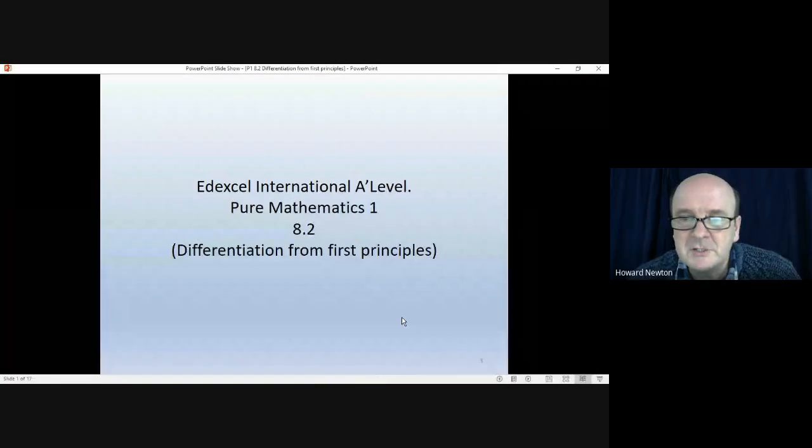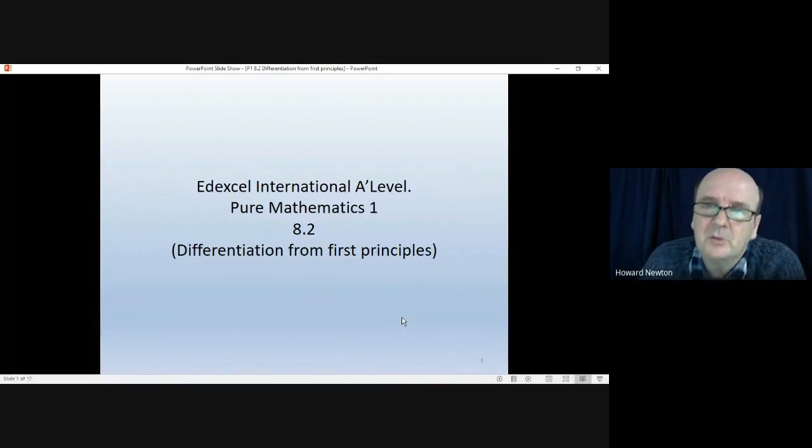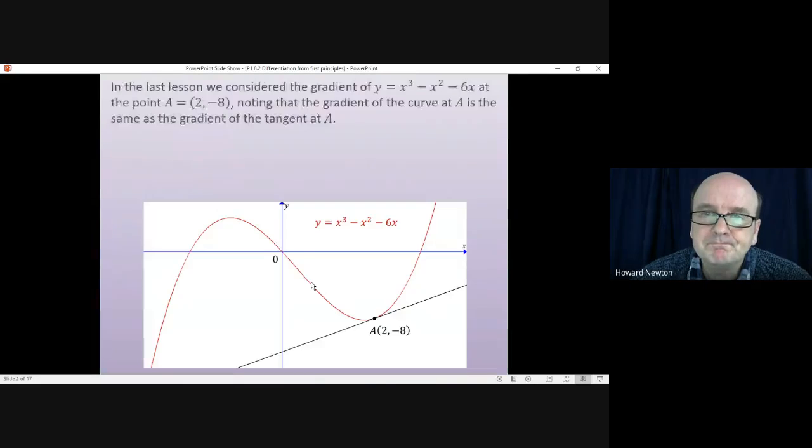Now, when you actually do differentiation in A-level or in any other course in mathematics, you don't have to do what we're doing in this lesson, but this lesson will explain why differentiation works, where it comes from.